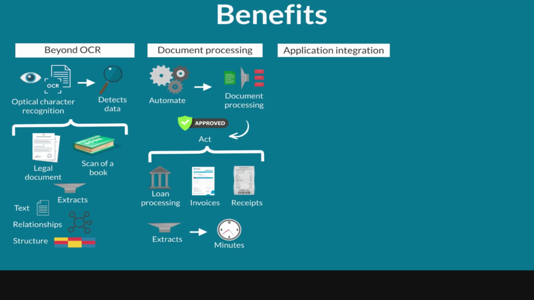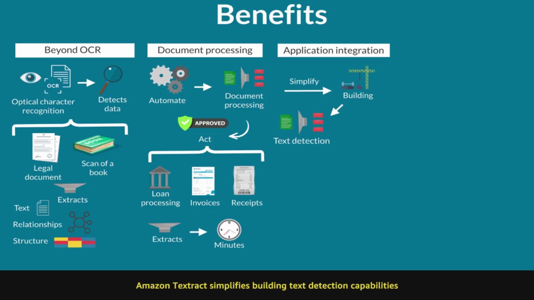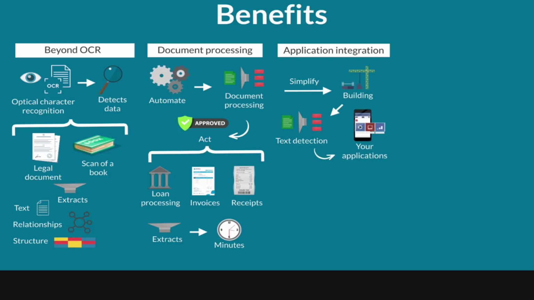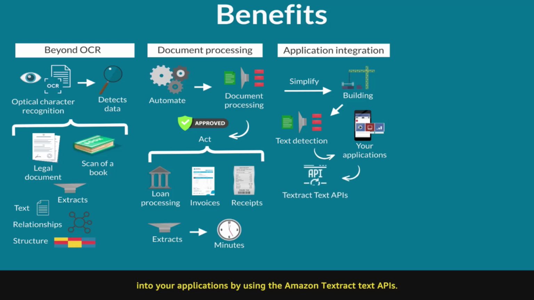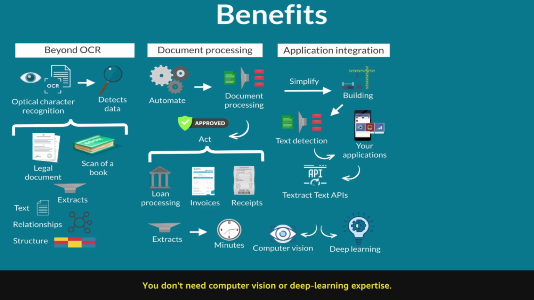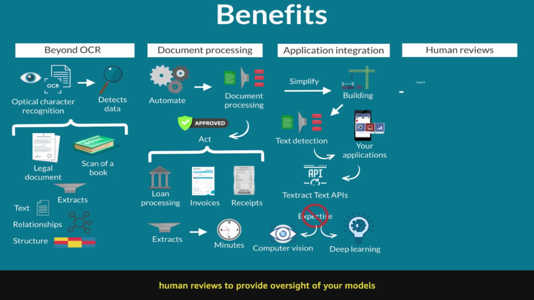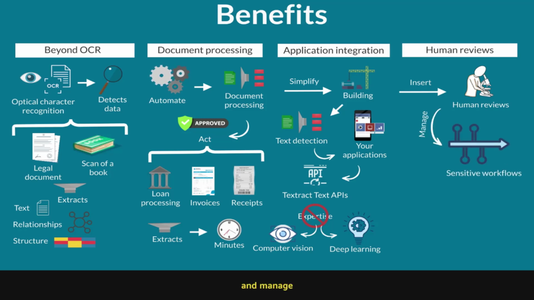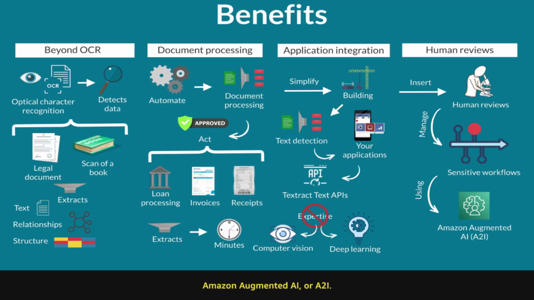Application integration. Amazon Textract simplifies building text detection capabilities into your applications by using the Amazon Textract text APIs. You don't need computer vision or deep learning expertise. Human reviews. Insert human reviews to provide oversight of your models and manage sensitive workflows using Amazon Augmented AI.